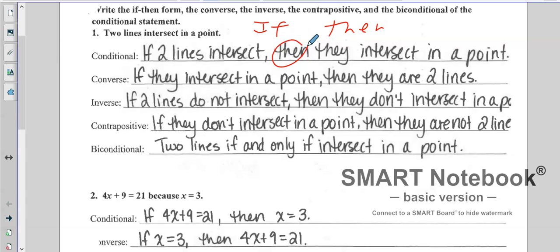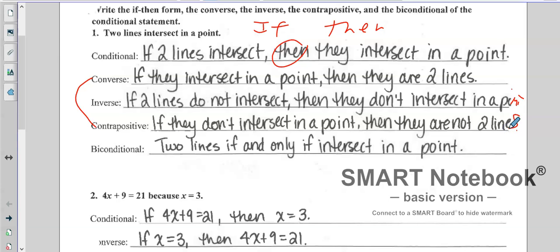With the converse, we flip it. So if they intersect at a point, then there are two lines, or they are two lines, or whatever. The inverse is the negation of the first one. So if two lines do not intersect at a point, then they don't intersect in a point. The contrapositive is the negation of the converse. So if they don't intersect in a point, then they are not two lines.